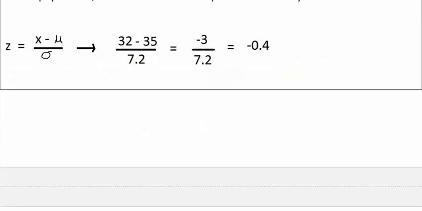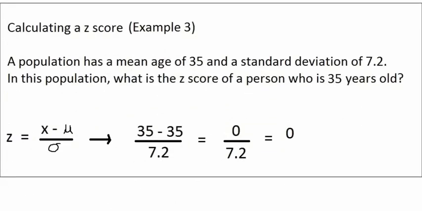So here's the third example. A population has a mean age of 35 and a standard deviation of 7.2. And in this population, what's the z-score of a person who's 35 years old? Well, you might already know that it's going to come out to 0 because the person is right at the mean. But let's see it happen right here. So the age of 35 minus the mean of 35 divided by 7.2 standard deviation. So 35 minus 35 is 0, and 0 divided by 7.2 has to be 0. So that's the person's z-score.